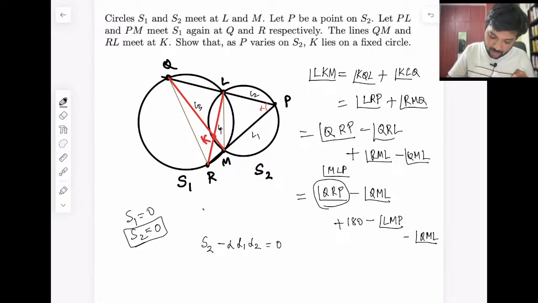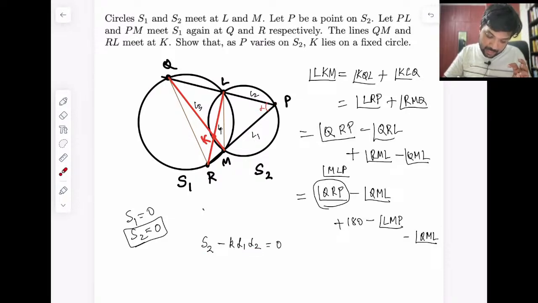Okay, if alpha and L look alike, let's call it some k. S2 minus small k into L1 L2. If you take this equation, you see that this is a degree 2 equation in x squared and y squared. L1 L2 also has x and y in them, so this is also a degree 2 equation. So this is a conic, and this conic passes through P. So if you put P, this will vanish.